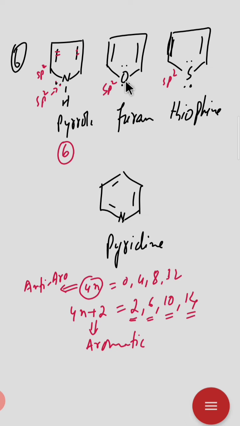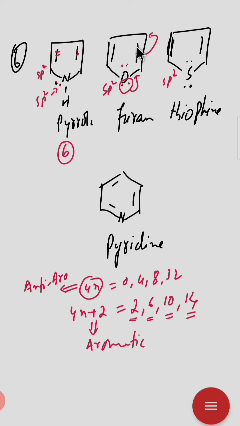Similarly furan: in furan, there are 2 lone pairs of electrons. Between these 2 lone pairs, only one lone pair will participate in resonance, so these 2 will be counted as pi electrons, but the 2 electrons which do not participate in resonance will not be counted. Pi electrons are those electrons present in p orbitals. These 2 electrons out of the 4 are present in a p orbital, therefore only 2 electrons will be counted as pi electrons.